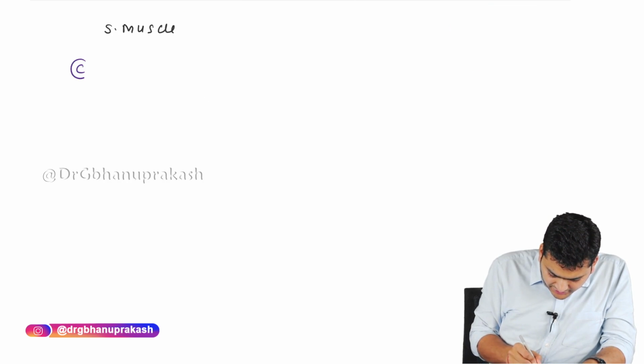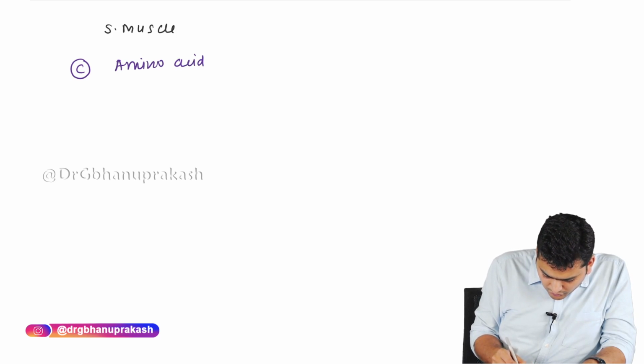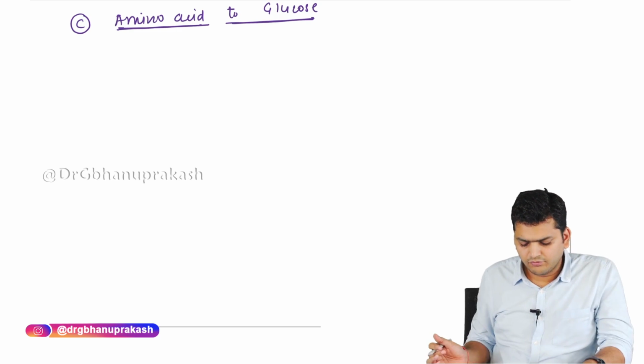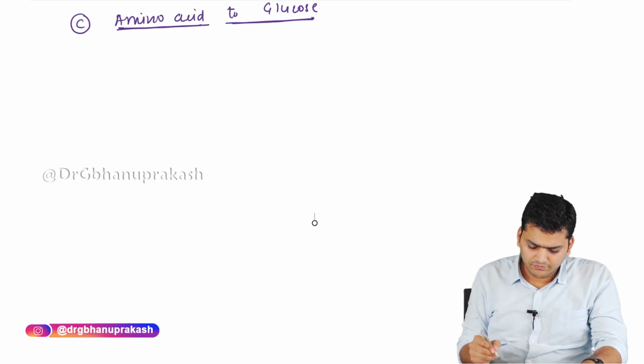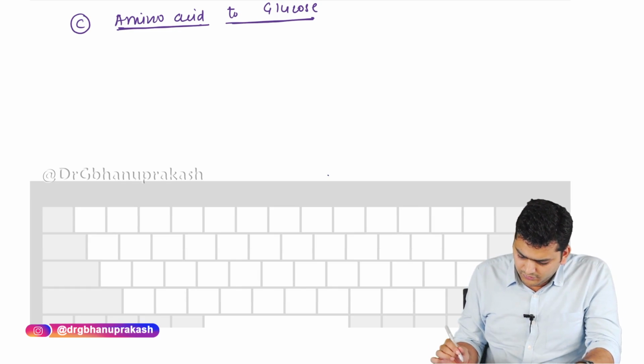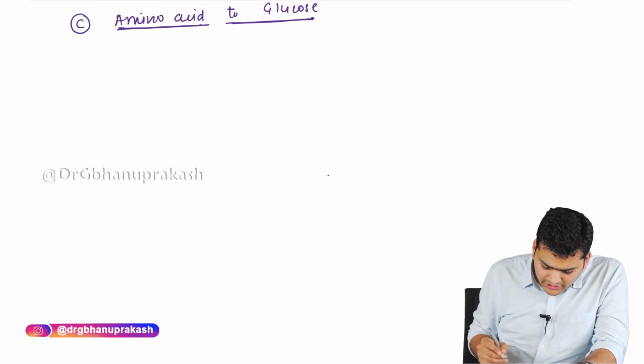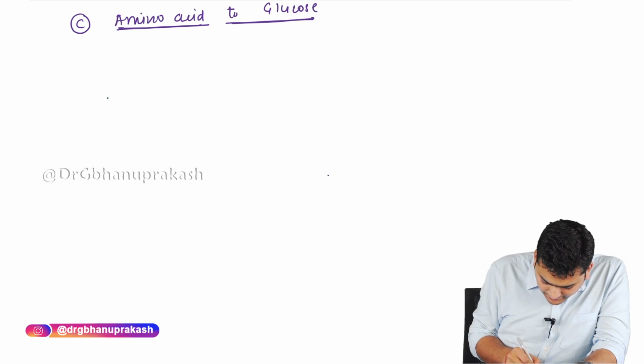The third substrate is the amino acid. How we can convert various amino acids into glucose. So I will start with the first amino acid, that is tyrosine.